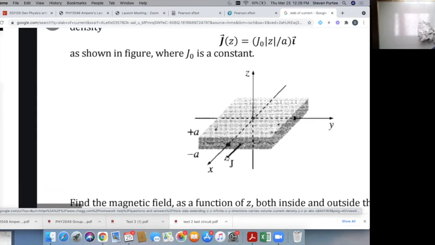And my current is flowing in the X direction here in this particular picture. So make sure you understand the setup before I go through the solution. I want to find the magnetic field some distance away from that slab of current. Now, because we have an infinite slab of current, my total current is infinite. I can't even talk about I total here. So what we have instead is a current density that in this case will be measured in amps per square meter. Remember, J is current per cross-sectional area.